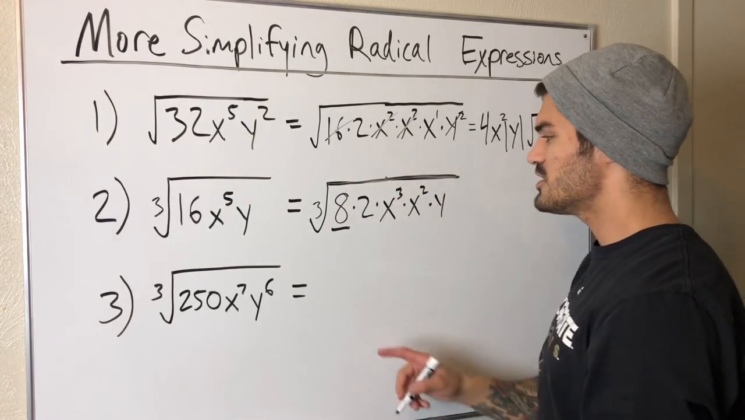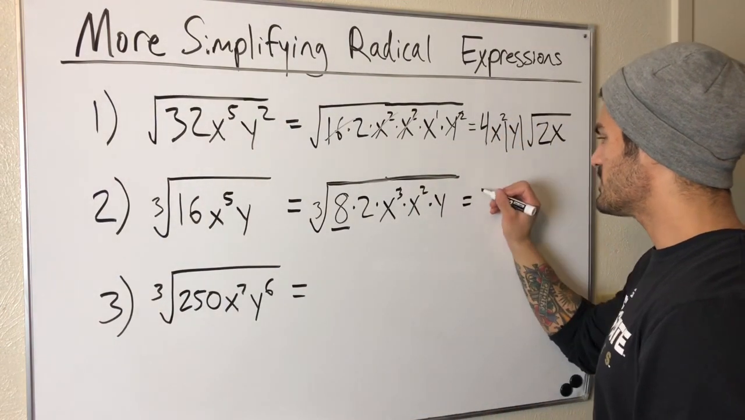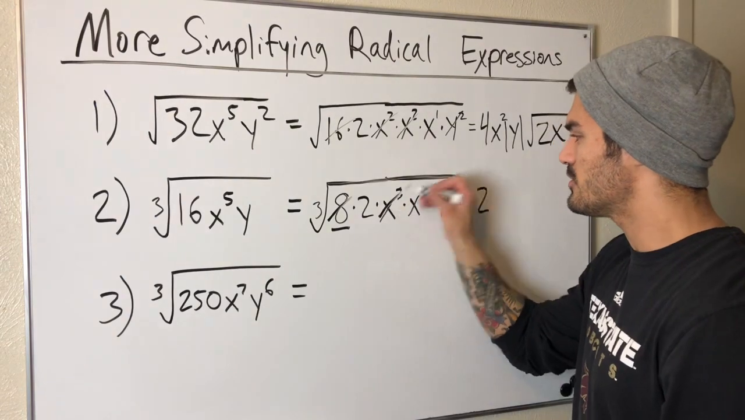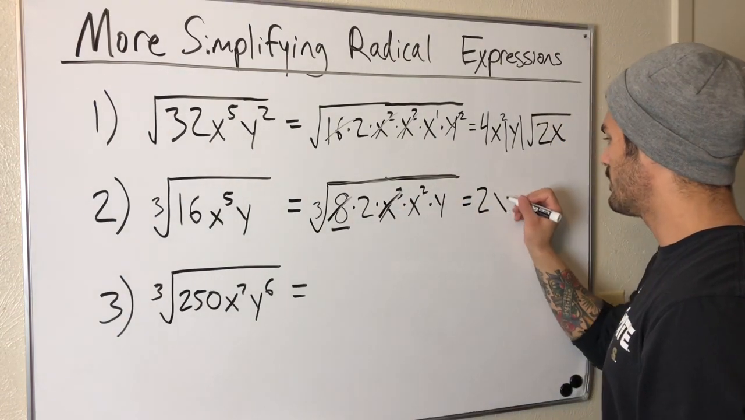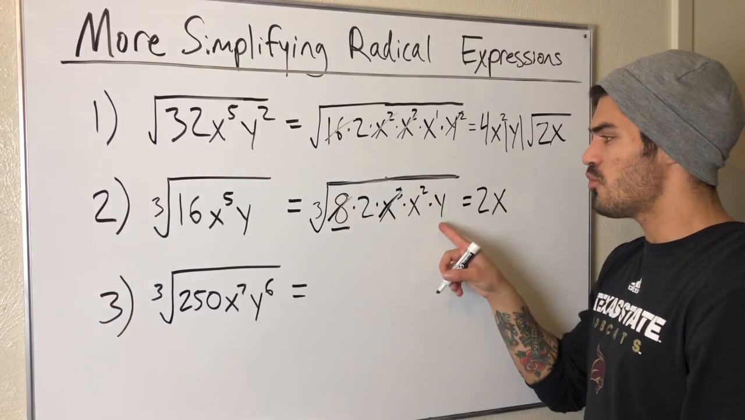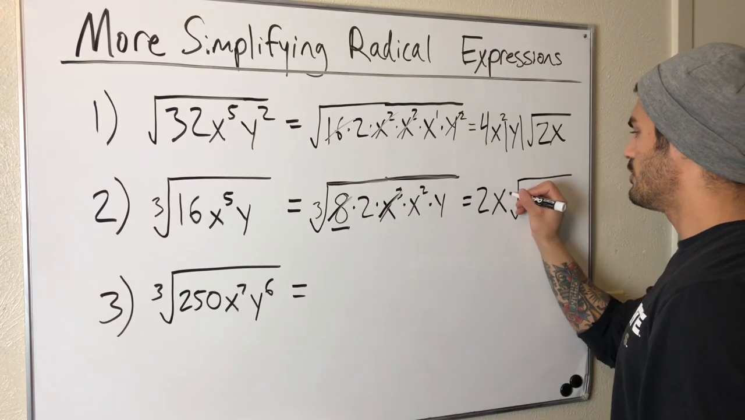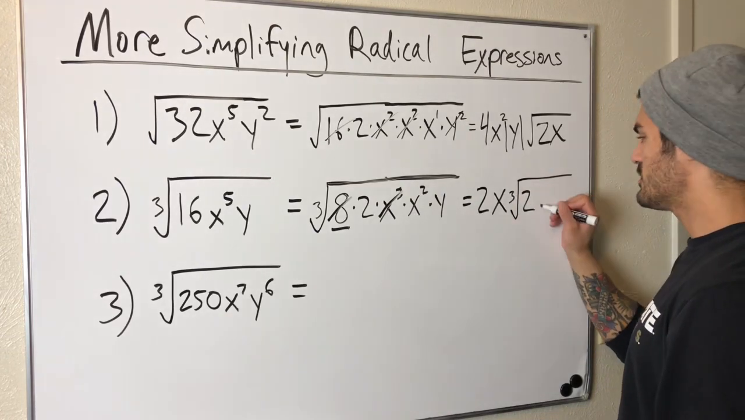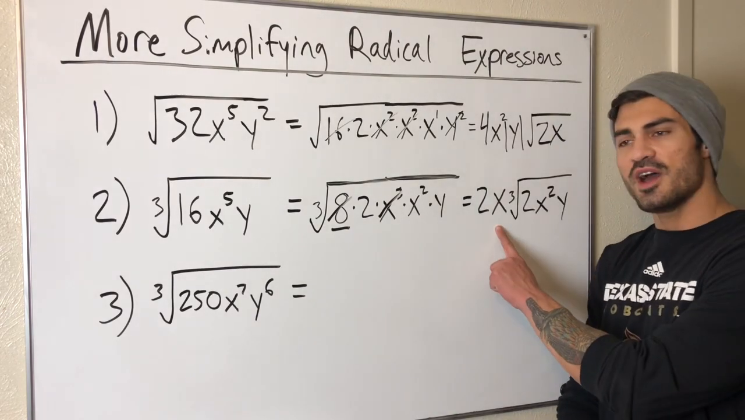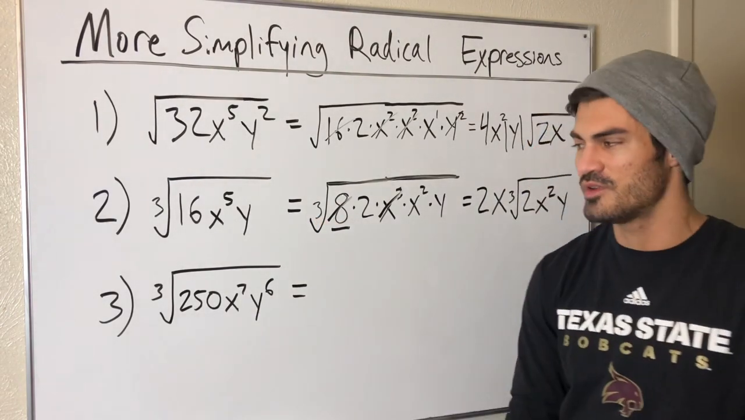So what does this become? Let's see, our 8 is a perfect cube, right? So that can come out. And that comes out as a 2. And what else? So that's gone. Let's see, x cubed comes out as x. Let's see, what are we left with? 2x squared and y. None of those can be pulled out, right? So what's left in the cube root is just 2 times x squared times y. Do we need the absolute value? No, because this is an odd root, right?